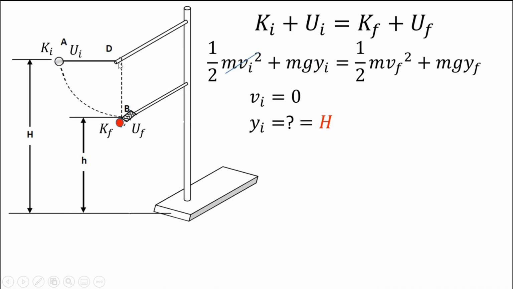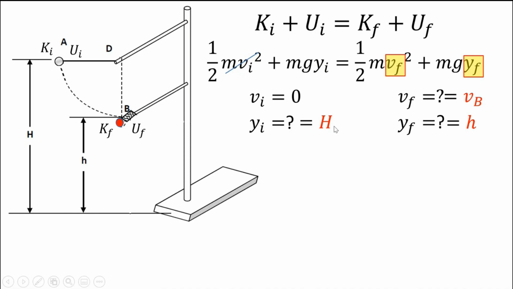Now, when the ball, or the mass, goes to point B, we have the final velocity and the final potential energy. For this case, we will focus on the final velocity, which is our velocity at B, and also the final height, and that is just the small h. So here, we have the VF and the YF. And remember, as I said, the small h is just YF, while the VF is just the VB, or the velocity at point B.